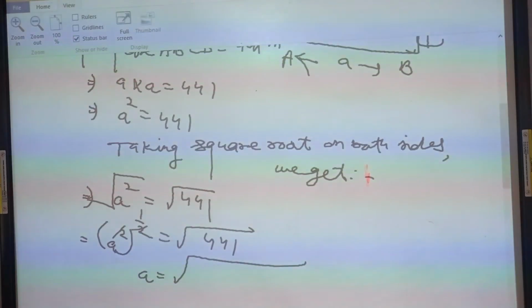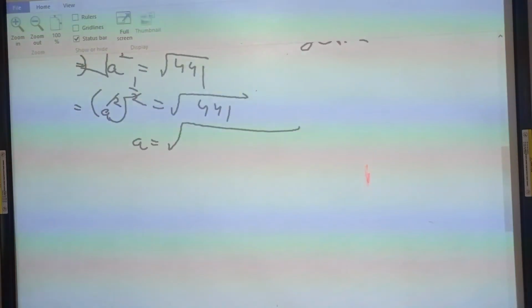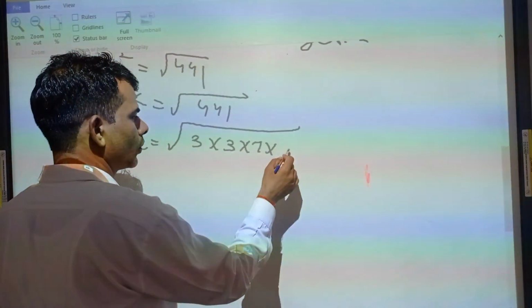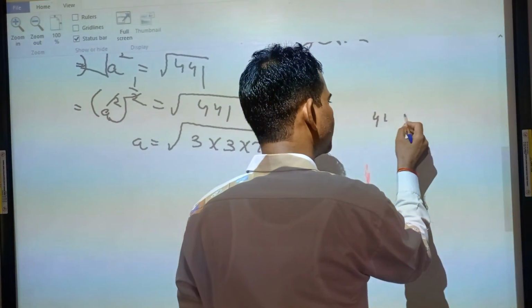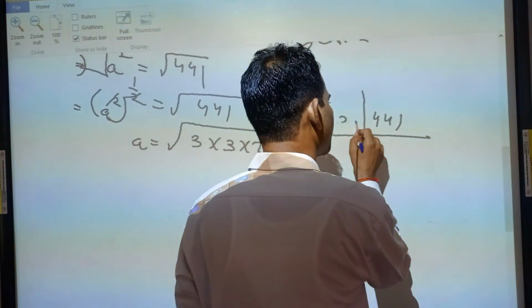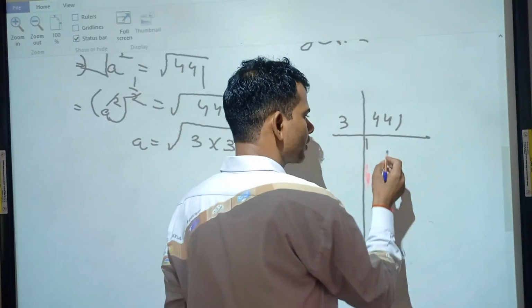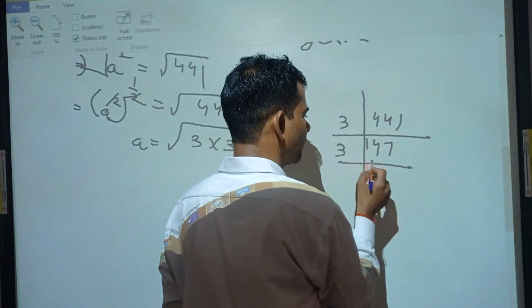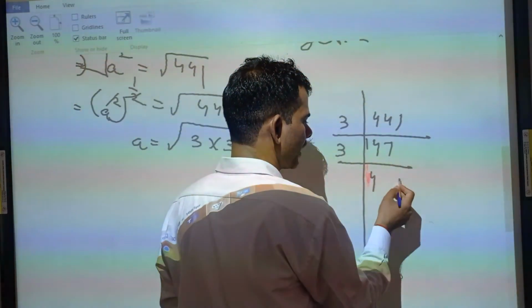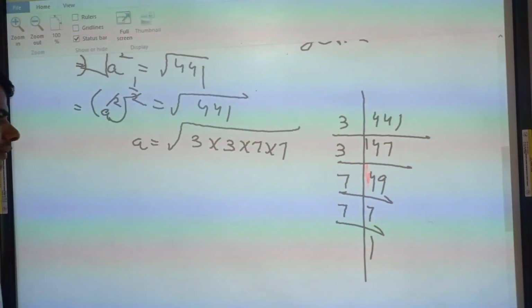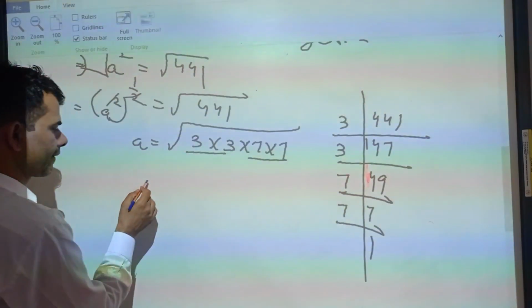441 can be written as 3 into 3 into 7 into 7. 3 1s are 3, 3 4s are 12, 3 7s are 21, 3 3s are 9. Then 7 1s are 7, 7 7s are 49. So 3 into 3, 7 into 7.